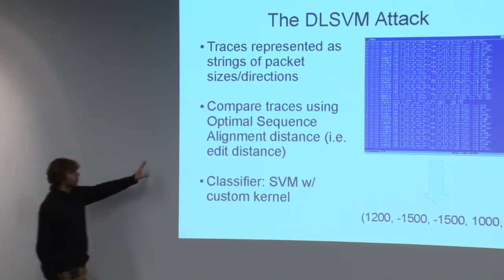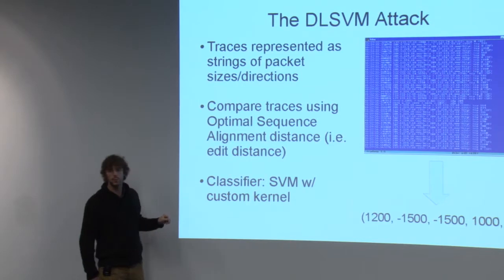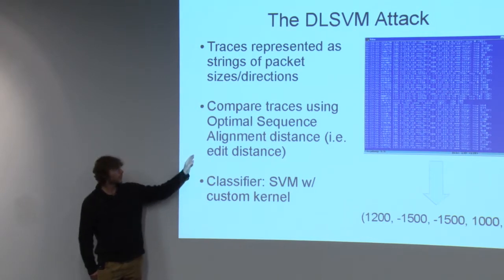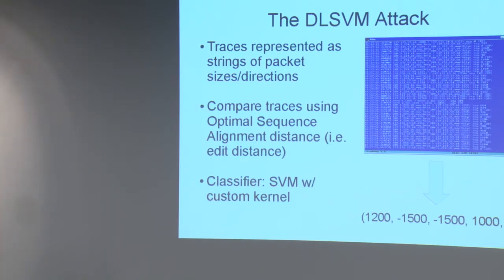And then we use an algorithm called optimal sequence alignment, which at the time we thought was called Damerau-Levenshtein edit distance, but we realized that was the wrong name for it, to decide whether two traces are close together or not. And we build a classifier using support vector machines from this.